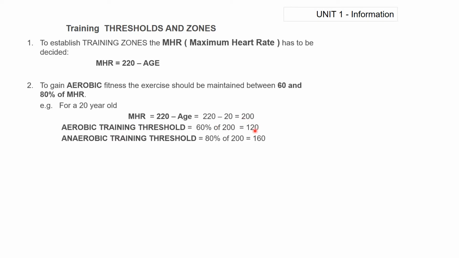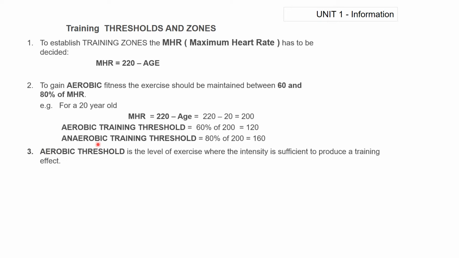If he goes to 80%, which would be 80% of 200, 160, he then hits his anaerobic training threshold. So if his heart rate goes above 160, he's working harder. He's no longer using as much oxygen, and he's using more of his muscles and different energy systems. It's anaerobic training threshold, okay? So instead of a gentle jog, it'd be more of a sprint.